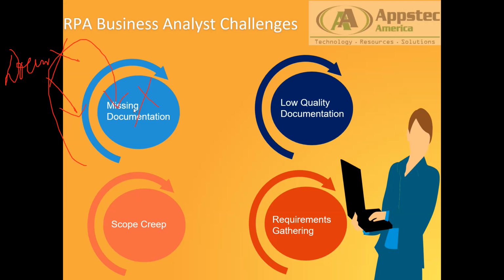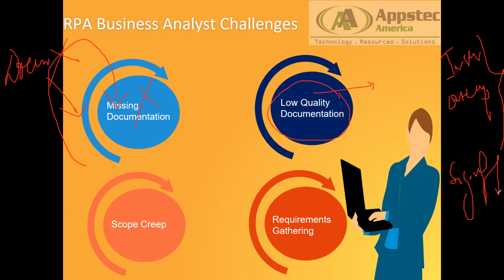Second is missing documentation, which means no documentation at all. If I need a PDD, I have nothing in my hand. Low quality documentation means there is documentation, but it is equivalent to not having documentation. Right now, let's say in my PDD, I should know what is in scope of the project and what is out of scope. The documents that you have are of such poor quality that this was never captured. No sign off was taken from the client on the requirement.